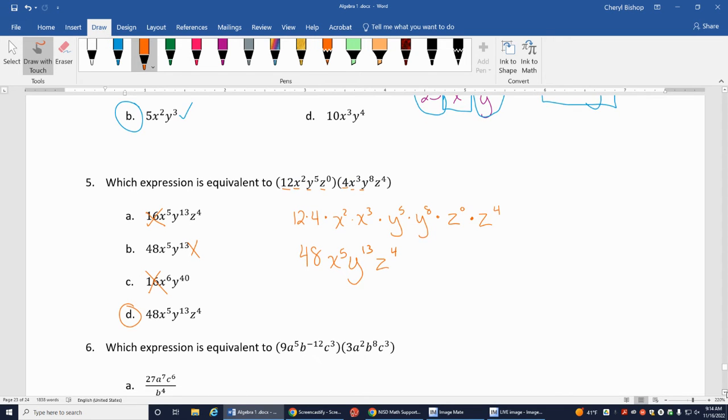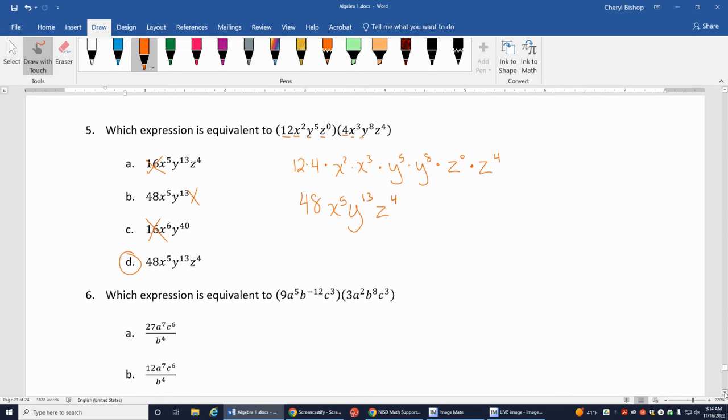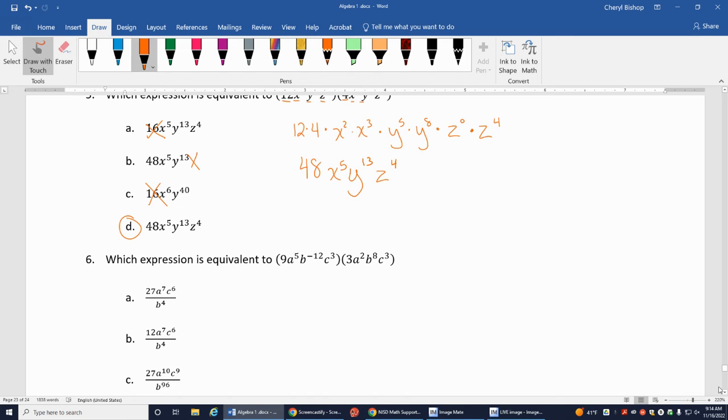Okay, here's another one just like that. Let's see if we can do this one without reordering it. Look at what I did here. I did 2 plus 3 to get my 5. I did 5 plus 8 to get my 13. And I did 0 plus 4 to get my 4. So let's try that on this one.